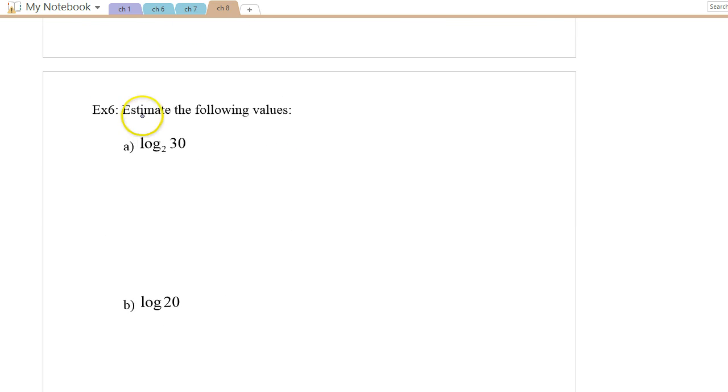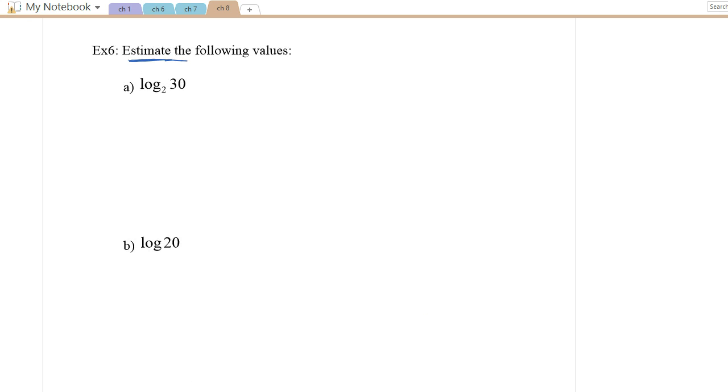Now we have some estimate questions. So these would be, I guess, without any calculators at this point. Good afternoon, students. All right, so for these, estimate the following values; we're going to try to do them without our calculators.